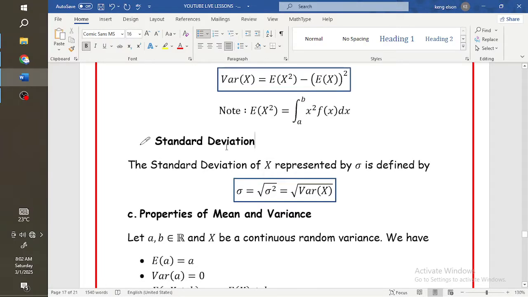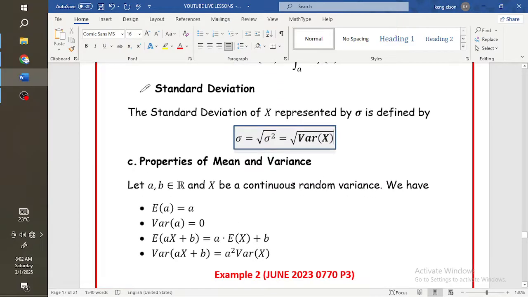Now next is standard deviation. By definition, standard deviation is sigma, and is the square root of the variance. Since it is always positive, if we take the square root of sigma squared, we get sigma. Alright, so for us to get the standard deviation, we must find the variance. Then when we get the variance, we just take the square root and it gives us the standard deviation.